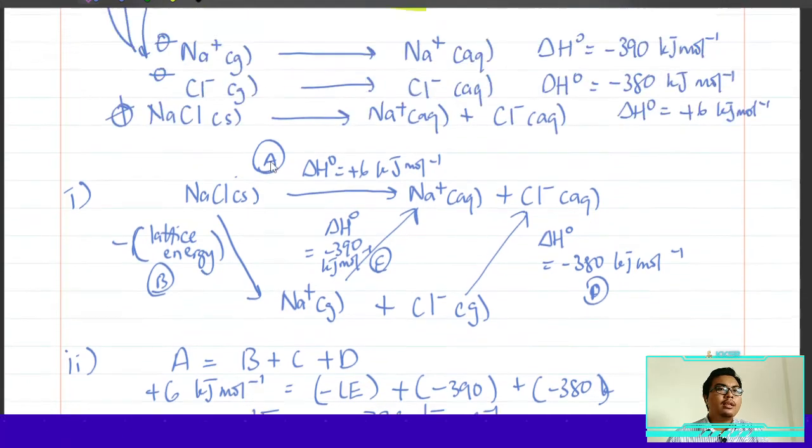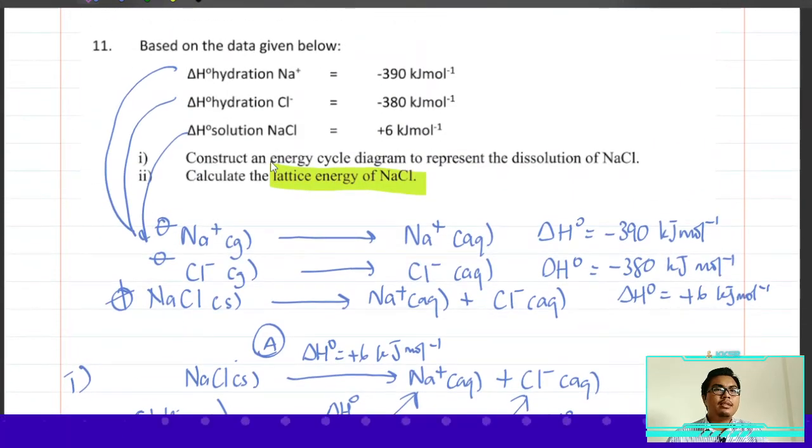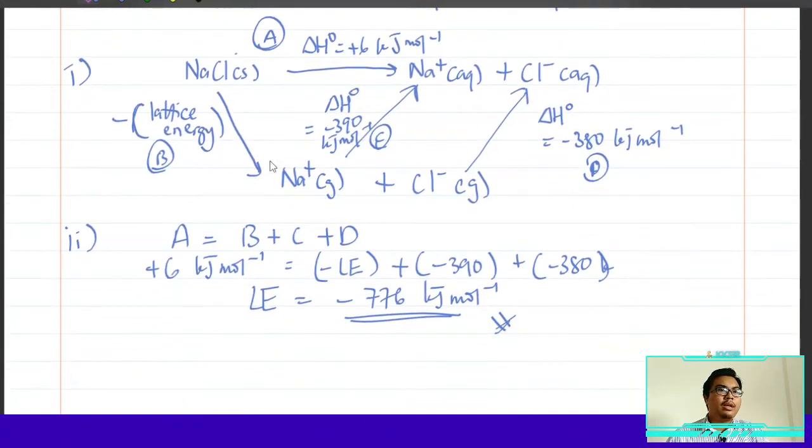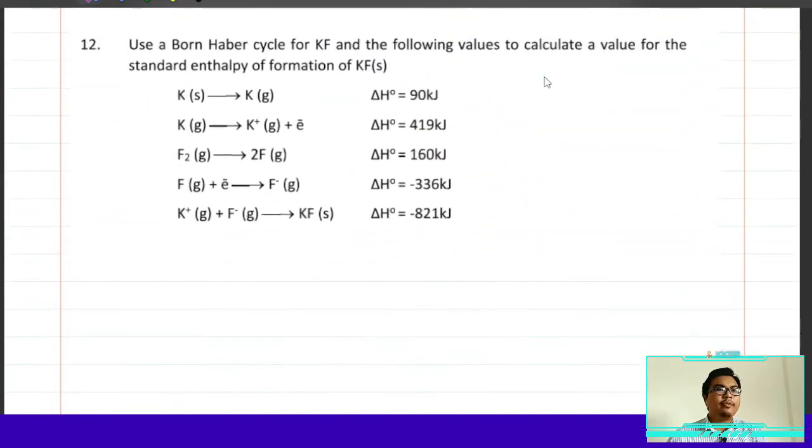Okay, so settle soalan nombor 11 ini. Okay, so you could pause and then check lah jawapan korang. Okay, so kita teruskan dengan soalan seterusnya, question number 12. Okay, so question number 12 involving this kita ada extension of Hess law ataupun energy cycle diagram, which is Born Haber Cycle.